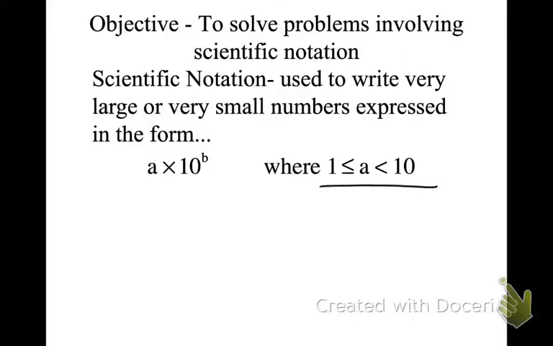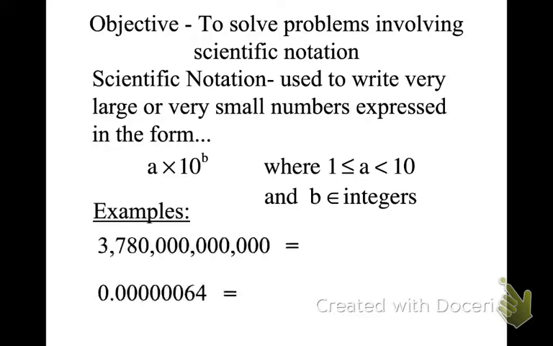The other thing is that B, the exponent, always has to be an integer. Negative, positive, whole number. If it's in scientific notation, it has to be a negative or positive whole number. Okay? Could be 0, could be -1, -2. An integer. All right.